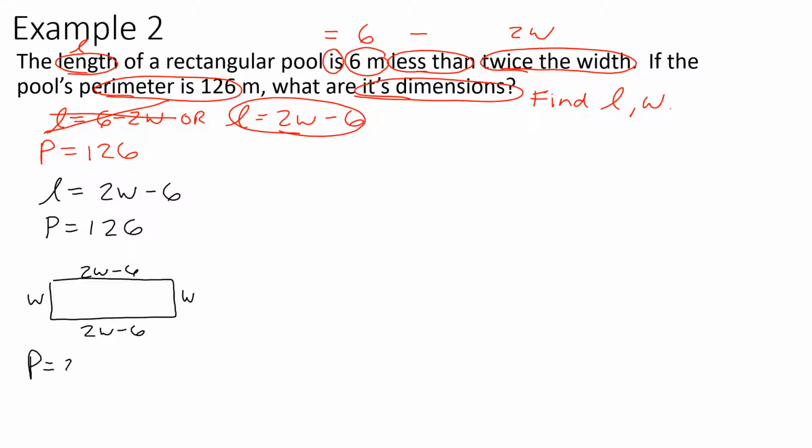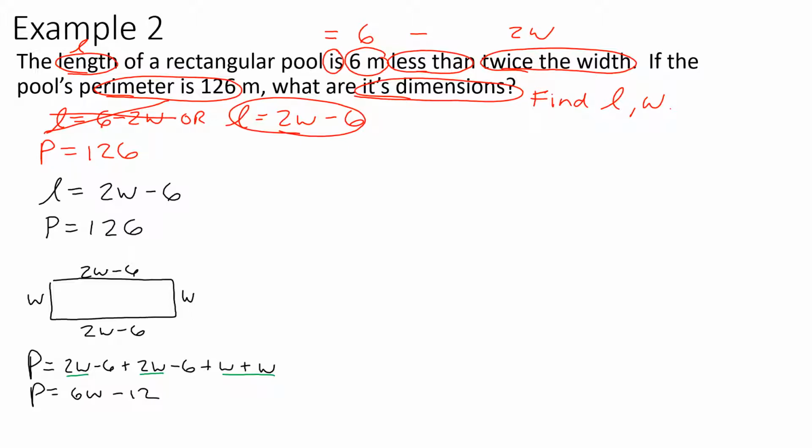So the perimeter of that rectangle is the sum of all of those sides. If I add 2w minus 6 plus another 2w minus 6, plus a w and another w, that combines to give me 2w's plus another 2w's plus another 2w's. That's a total of 6w's. And then a minus 6 and a minus 6 gives me minus 12. So I know that the perimeter also equals 6w minus 12.